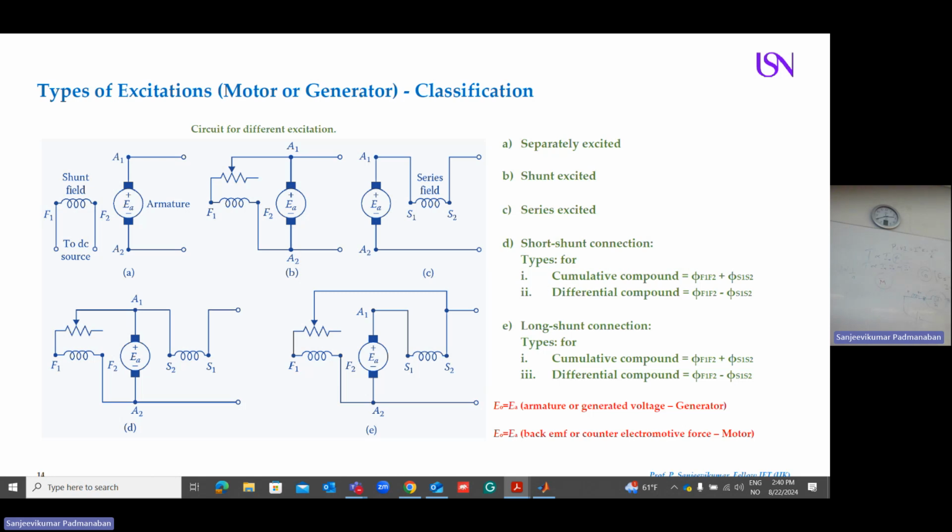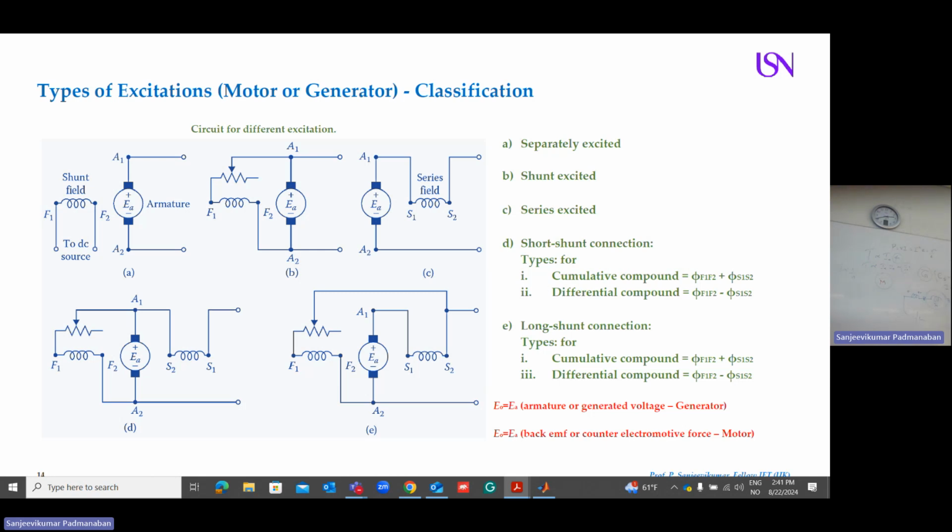You can have a look. This is the armature rotating part. I go here, come here, then I connect to the field winding. So please have a view on this one. This is not available in your textbook. It is easy to understand what is a long shunt and short shunt. I mean, how you are connecting your field winding. Shortest part, it's called short shunt. Longest part, long shunt. In this, we have two types, cumulative and differential.